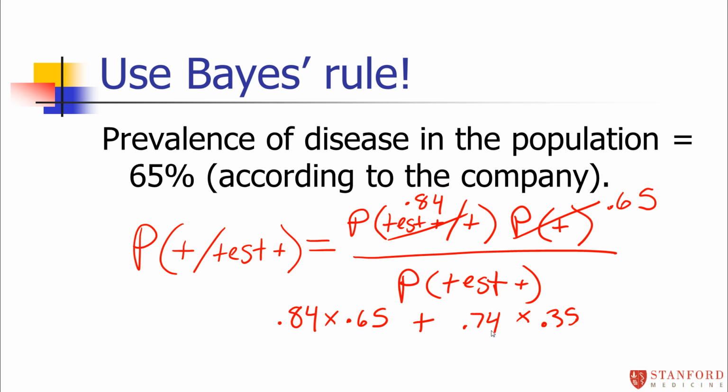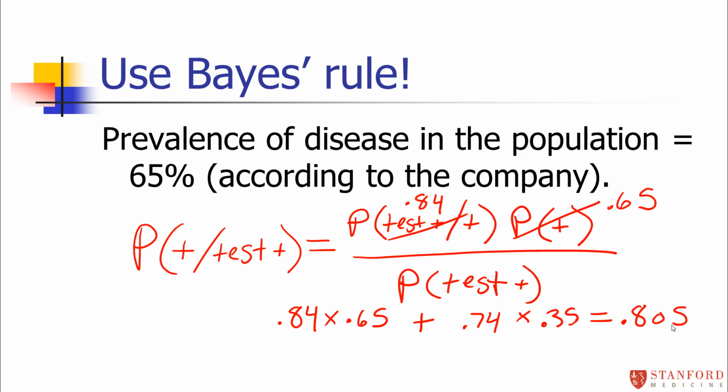That's 1 minus the specificity. Remember, the specificity was 26%. That means the false positive rate is 74%. So that's the marginal probability of testing positive. When you add that up, it comes out to be 0.805 in our denominator.